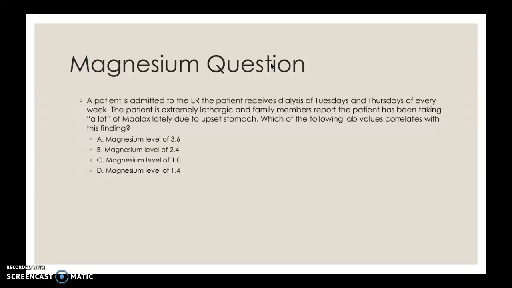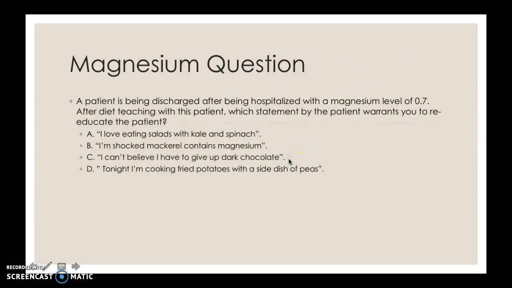So what is going on here? She's lethargic. She's taking a lot of magnesium in that Maalox. You know she's on dialysis, which is a high-risk population for electrolyte imbalances. She's got an upset stomach too. So the answer is 3.6. The patient is high magnesium, that is A.